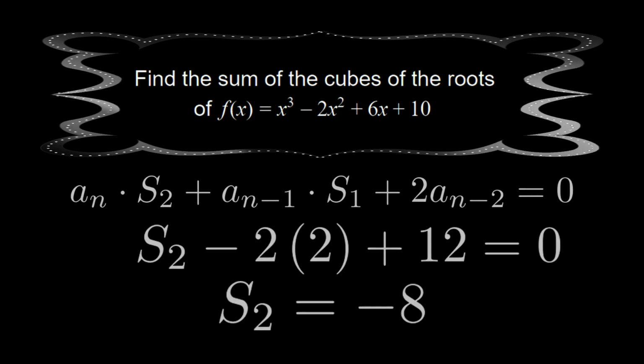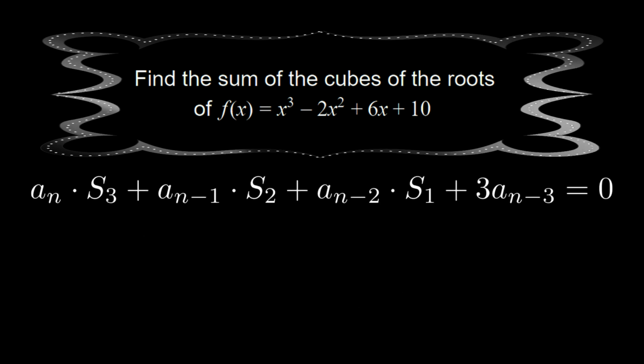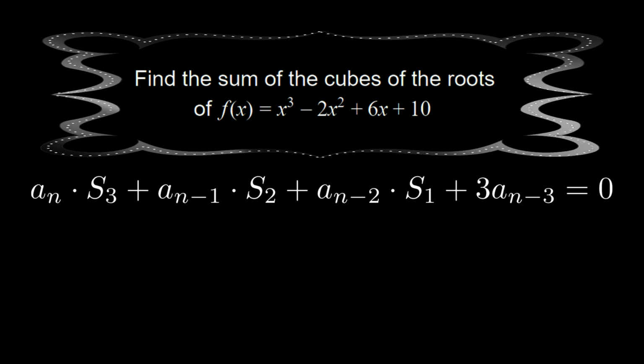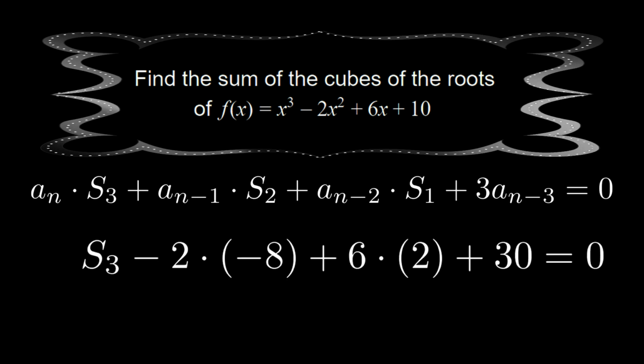And lastly, the sum of the cubes of the roots. This time we're inserting all 4 coefficients. We're replacing S2 with -8 and replacing S1 with 2 again. Add up all the numbers and you'll find that the sum of the cubes of the roots is -58.